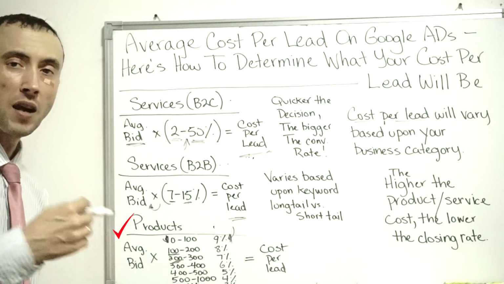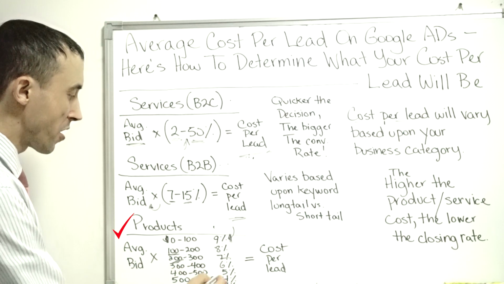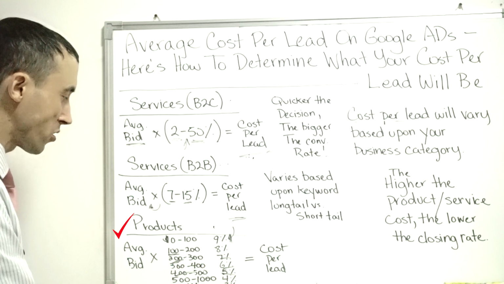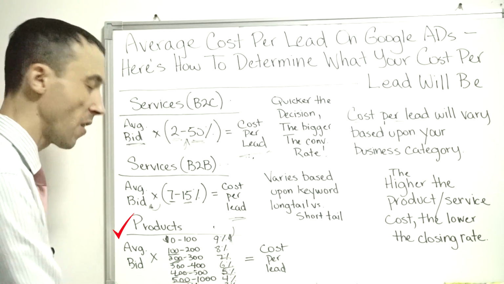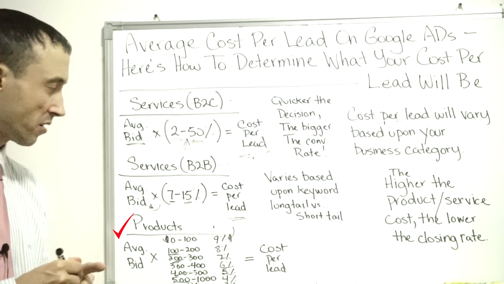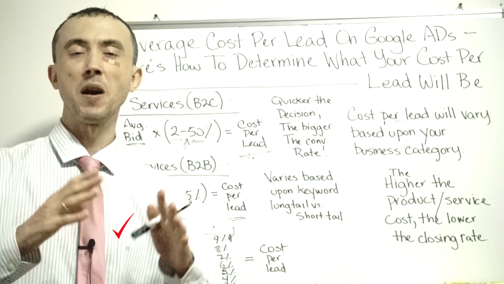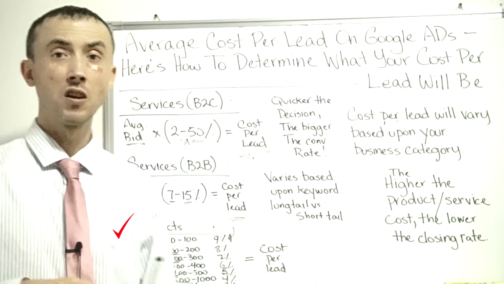For $200 to $300 price point items, you're talking about 7% conversion rates. $300 to $400, around 6% conversion rates. $400 to $500, you're talking about 5% conversion rates. $500 to $1,000, 4% conversion rates. And anything over $1,000 in product cost, we're talking about a 3% conversion rate or less. But for the most part, it won't get much less than 3% as far as what I found.